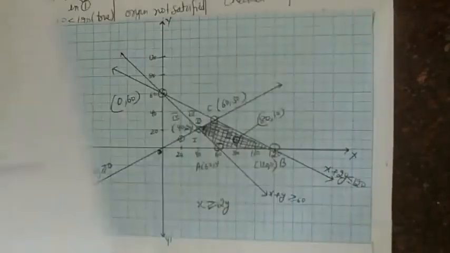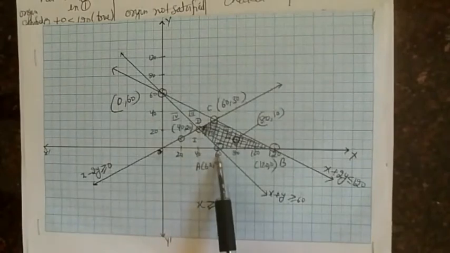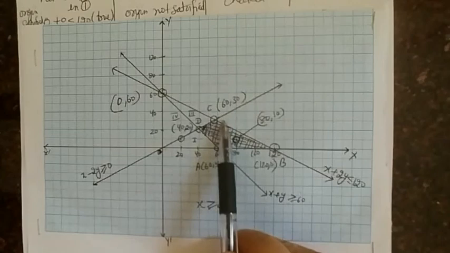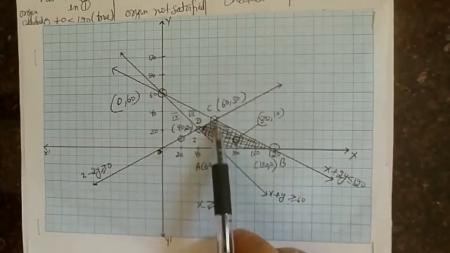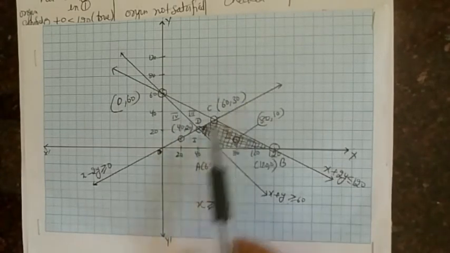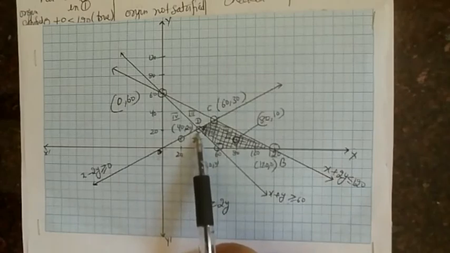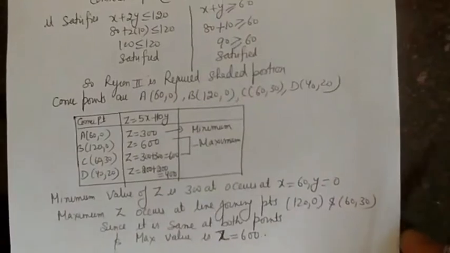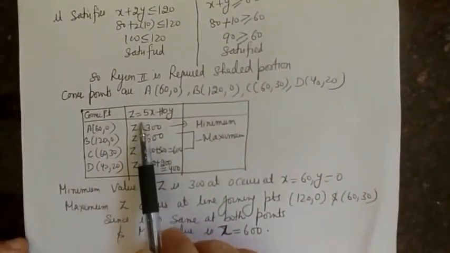Now see, what are the corner points? Corner points are your 60, 0, 120, 0, this your 60, 30. Now since you have plotted it on the graph, you will be able to easily locate it. This is 60, 30. And this one is your 40, 20. So we got 4 corner points and we will apply the corner point method for this objective function.